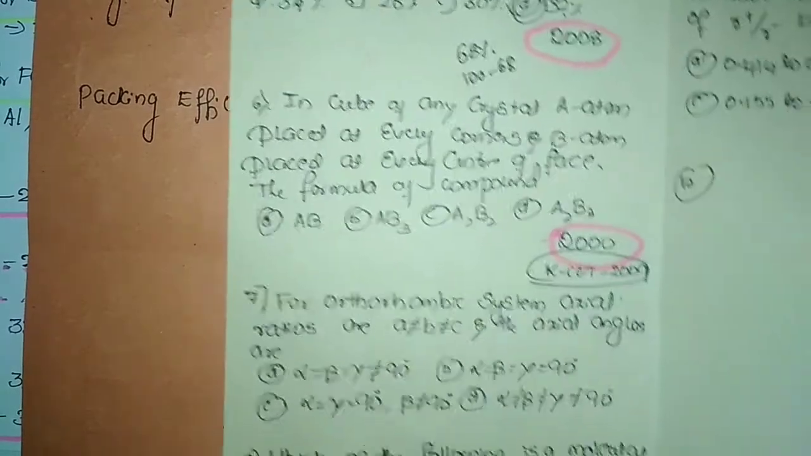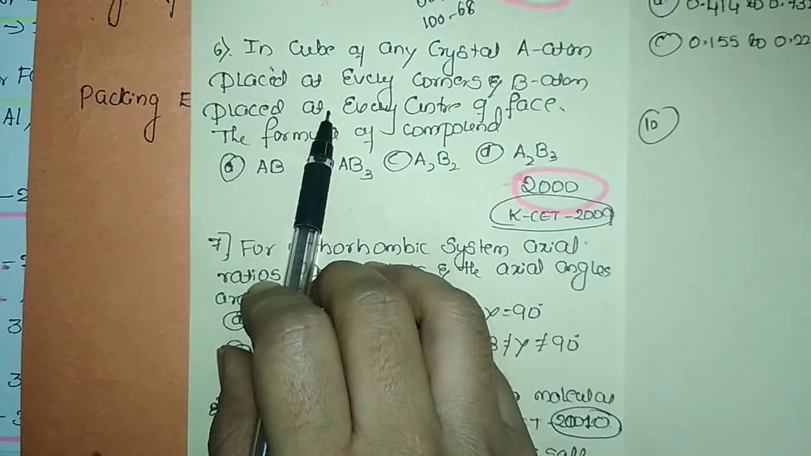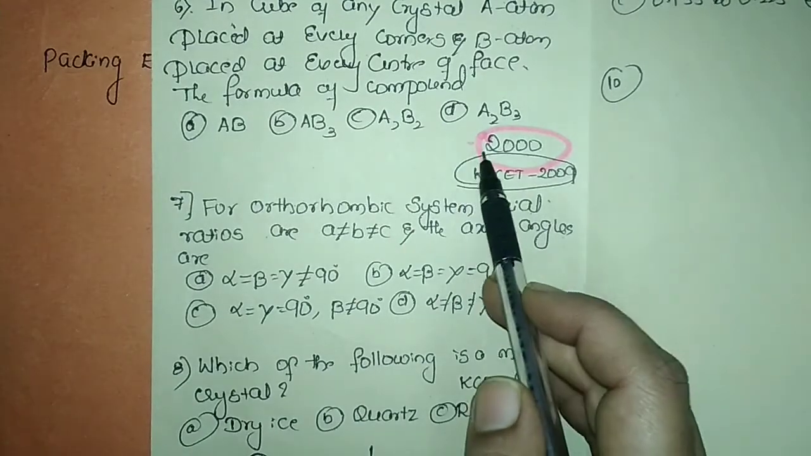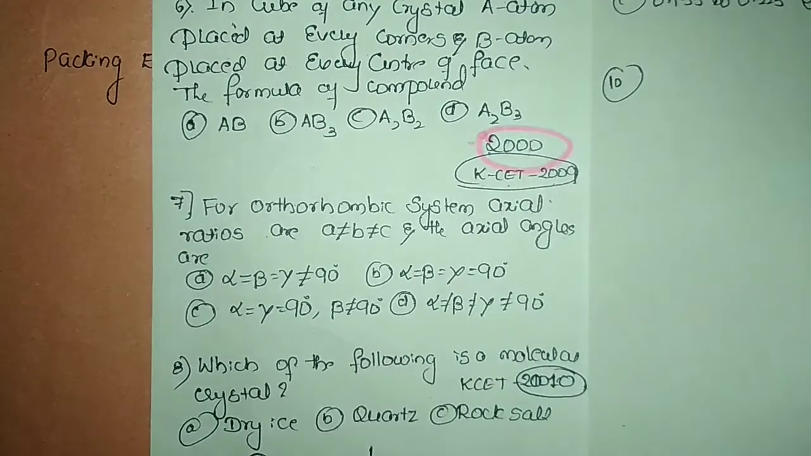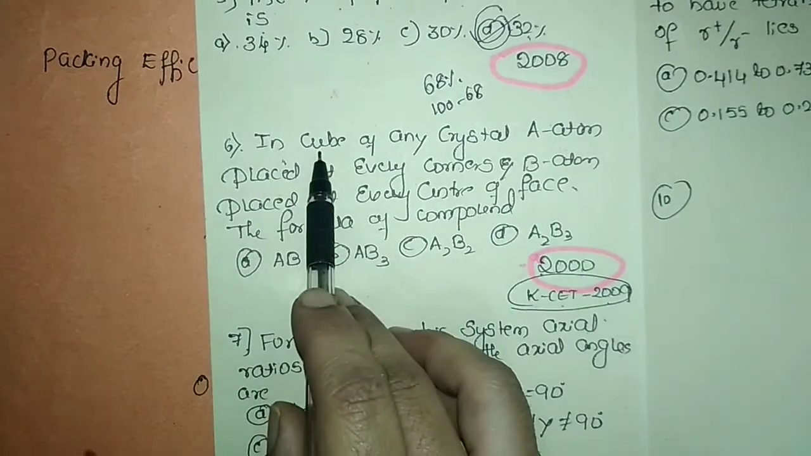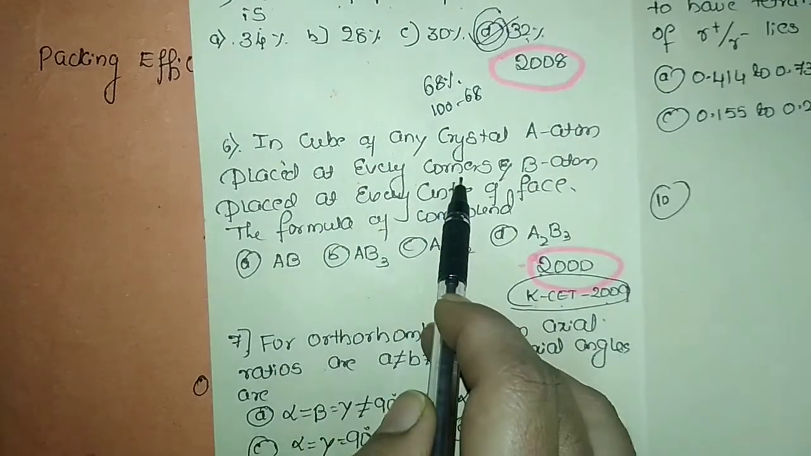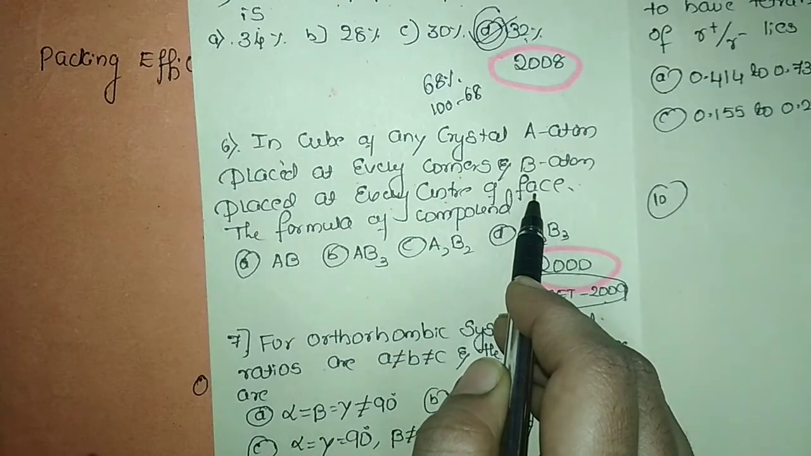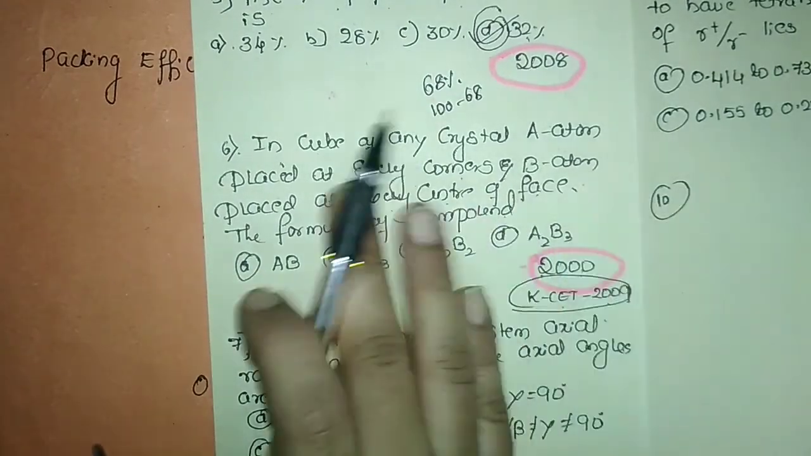Now, another question here. These types of questions will repeatedly appear in all the exams. For example, this question was in the NEET exam 2000, and at the same time in Karnataka CET 2019. Similar types of questions will appear. See, the question is: in a cube of a crystal, A atoms are placed at every corner and B atoms are placed at the center of every face. So it is understood it's an FCC lattice. So what is the formula of the compound? It's a direct question.